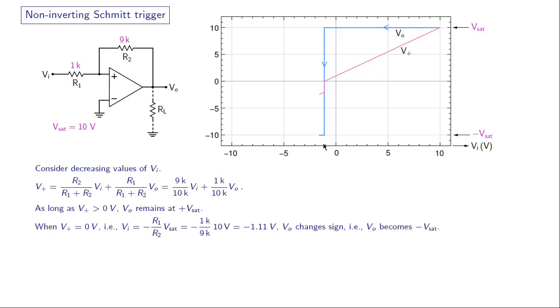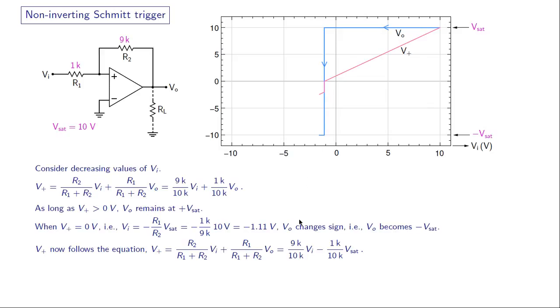What about V plus? V plus is given by this equation, the same equation as this one, except now Vo has become minus Vsat. At this point, Vi is minus 1.11 volt, as we saw earlier. So this term is already negative, and this term is also negative now because Vo is minus Vsat. So the net result is, at this point, V plus is a negative number. We can calculate that.